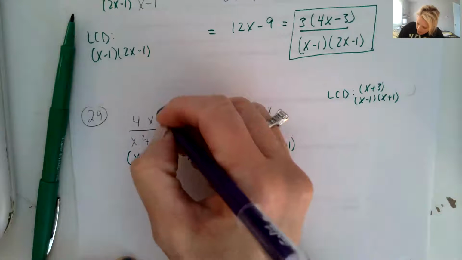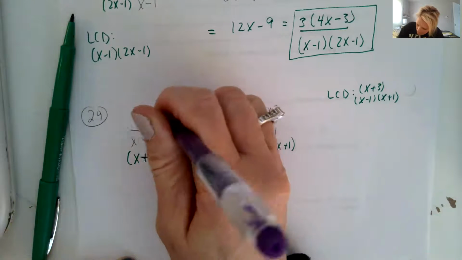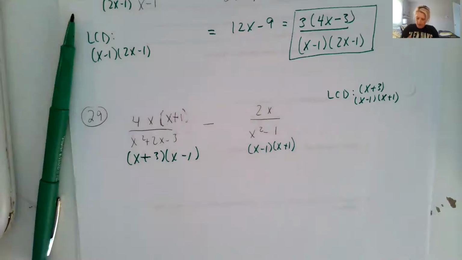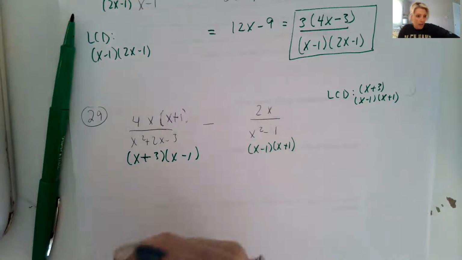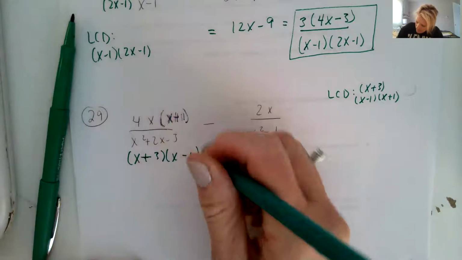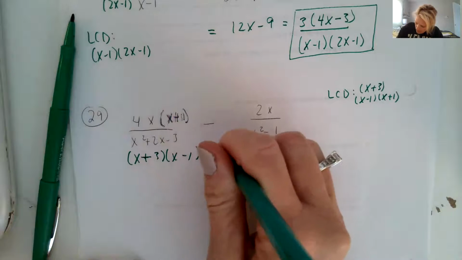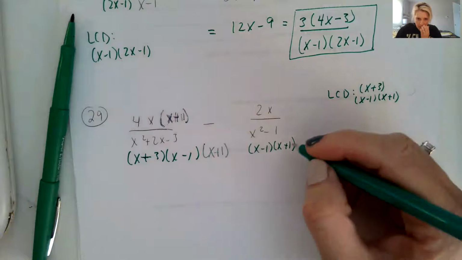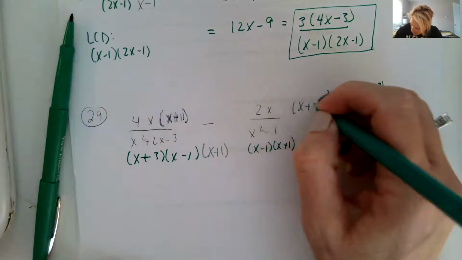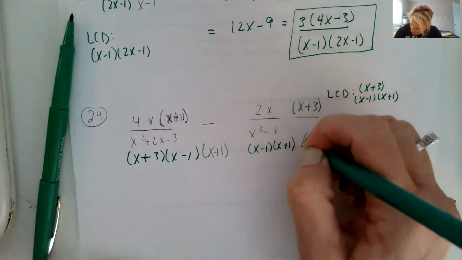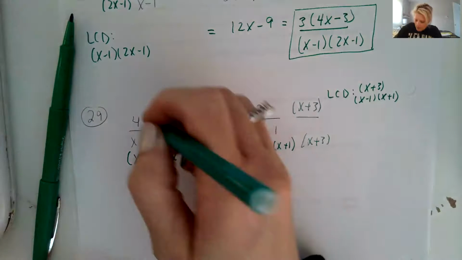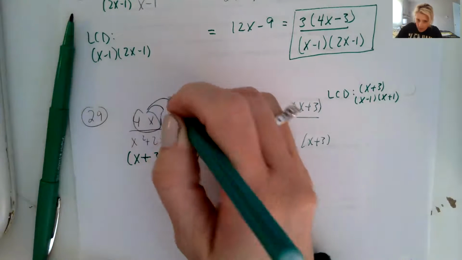So I'm going to multiply times x plus 1. I need to get in times x plus 1 over the x plus 1. And then the second fraction is missing the x plus 3. So x plus 3 over the x plus 3. So we're going to have to just do some distributing here.